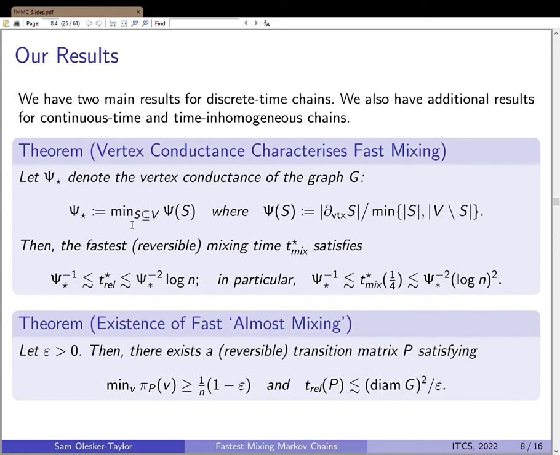Okay, the second theorem is an existence of what we call an almost mixing chain. Given a fixed positive epsilon, there always exists a reversible transition matrix P with relaxation time at most diameter squared and having invariant distribution that is epsilon close to uniform. Even stronger than epsilon close in total variation, every vertex has mass at most a factor 1 minus epsilon smaller than the corresponding uniform.